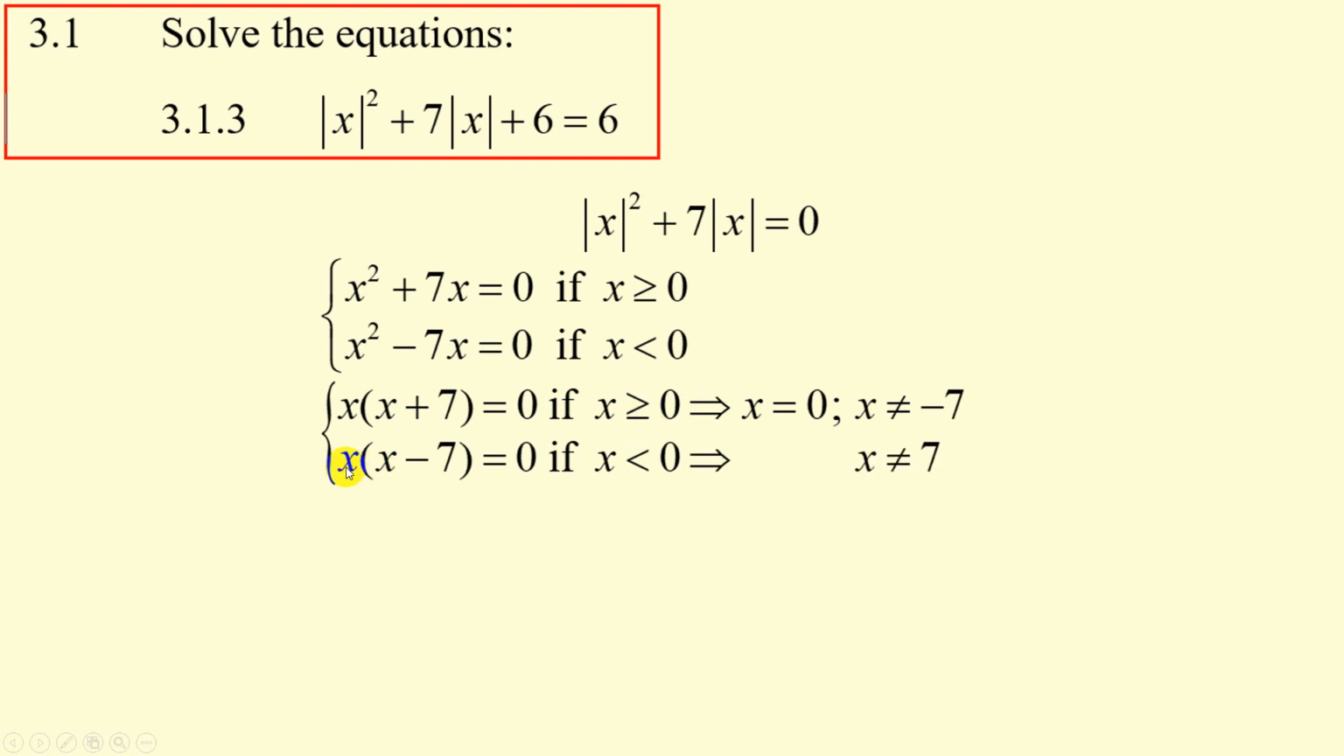This one follows that x equals 0, which we already have, and x would equal 7, but x cannot equal 7 because x is less than 0. So there's our answer. You don't need to check this one because you've done it from the definition.